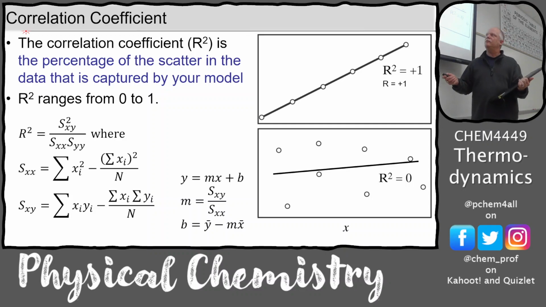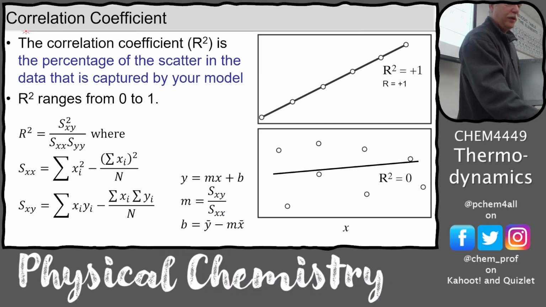Okay. Once you have the sums of squares, you can do the y value, the model at mx plus b, and so you can solve for m here and b. So that's pretty straightforward.